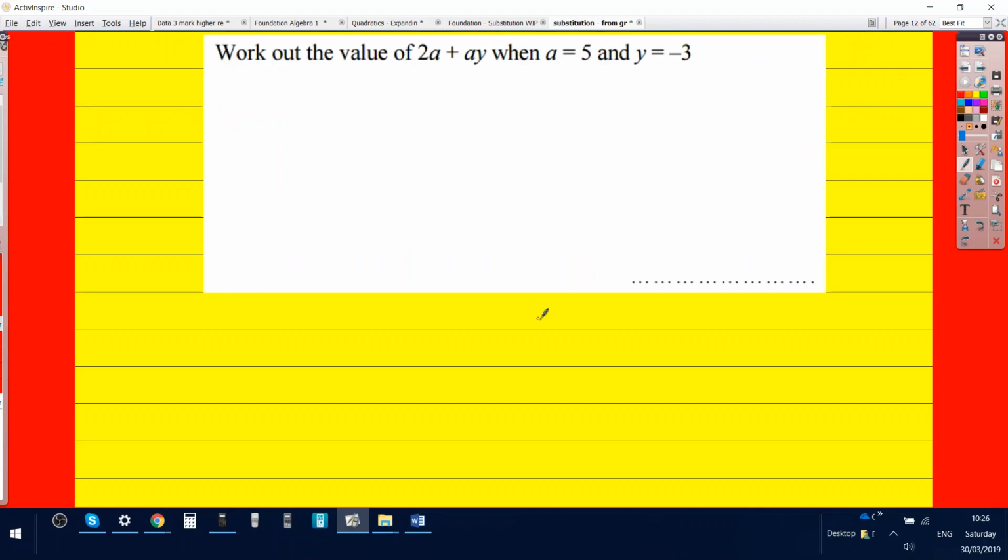Let's try this one. Okay, so 2a. So that'd be 2 times 5 plus 5 times minus 3. So that would be 10 plus minus 15. 10 plus minus 15. Would that be minus 5? That is minus 5. Okay.